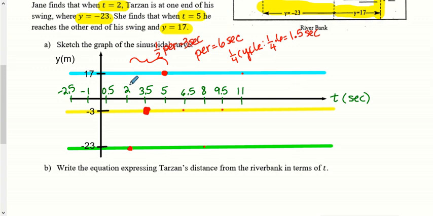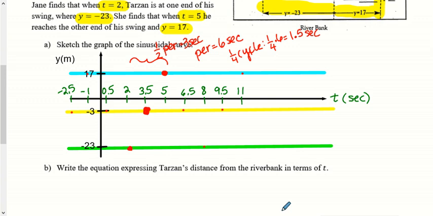I could keep going to the right if I wanted to, but I'm going to go backwards a little bit. I would be at 0.5. If I went backwards another 1.5 seconds, then that would put me at -1 second. And at -2.5, I would be back in the middle then.